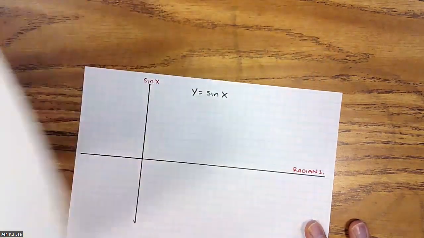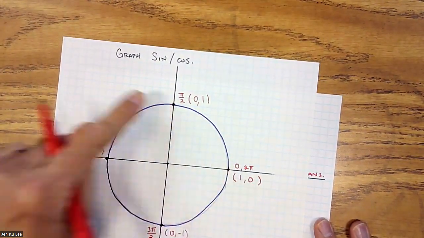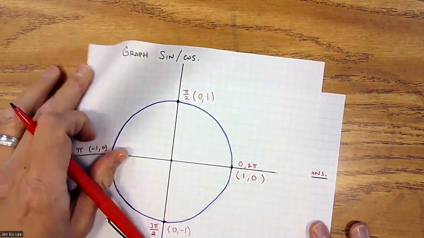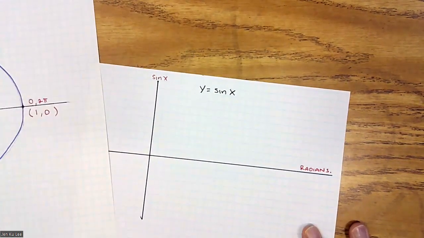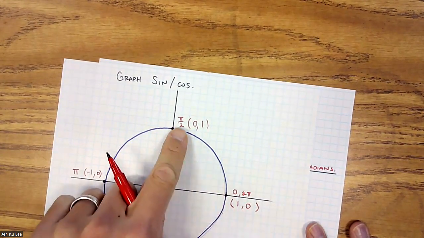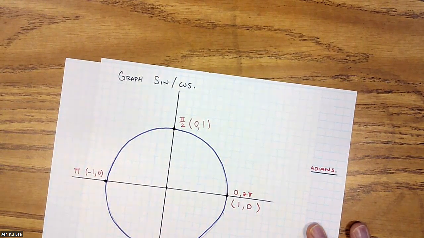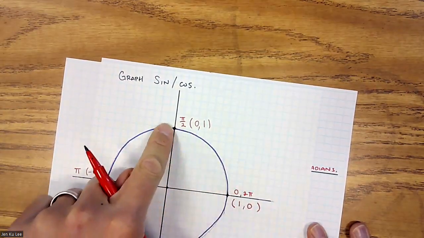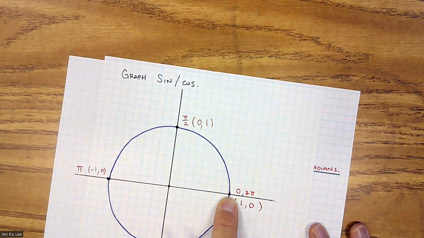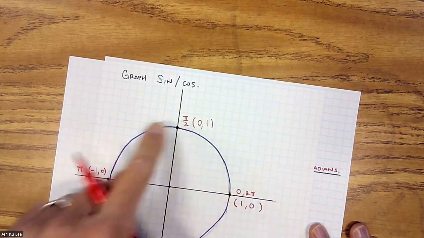And how we begin is using these quadrantal angles: 0, pi over 2, pi, 3 pi over 2, and 2 pi. It's quite simple to label my x-axis, because between 0, pi over 2, pi, 3 pi over 2, and 2 pi, they're exactly 90 degrees apart, or pi over 2 apart, correct? So they're exactly the same.